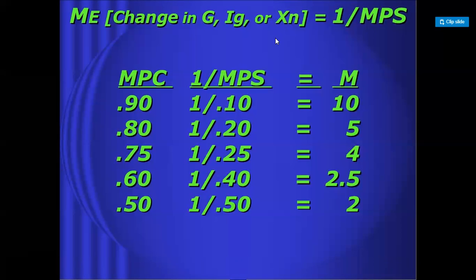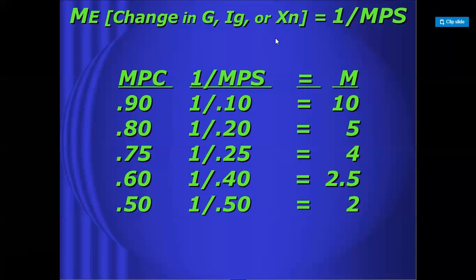Now for finding the multiplier, the formula is 1 divided by 1 minus MPC, or you can say 1 divided by MPS. So we got the answers 10, 5, 4, 2.5 and 2. It is clear from this that the multiplier is directly related to MPC and inversely related to MPS. The maximum value of the multiplier is given when the value of MPC is 1.